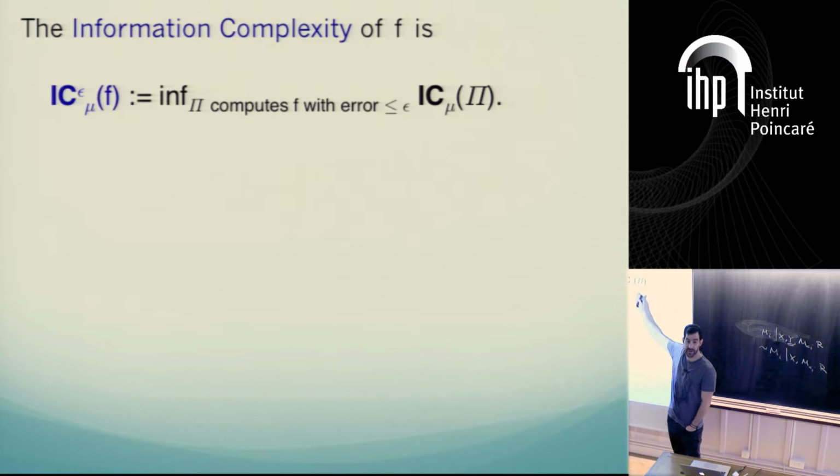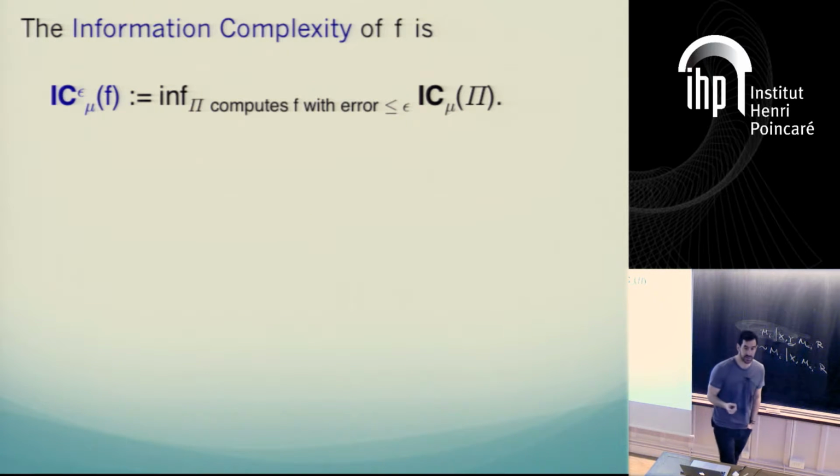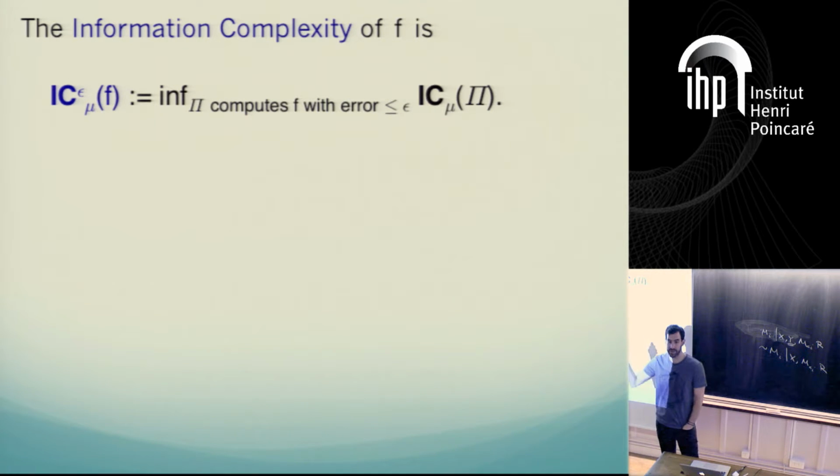We can now just define the information complexity of a function to be the minimum amount of information the players need to disclose to each other in order to correctly solve the function f with some small prescribed error under the input distribution mu. Remember, for the communication cost, we were minimizing the amount of communication. Here we're minimizing the amount of information.